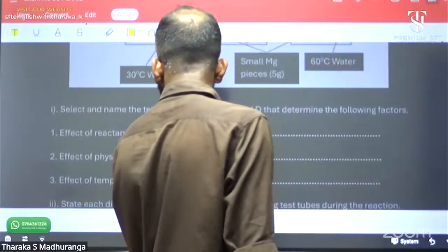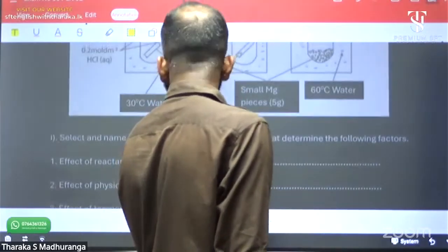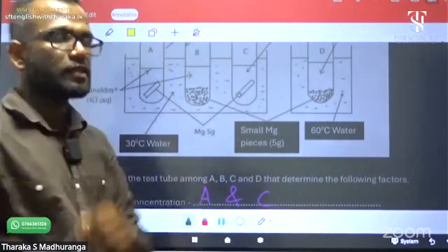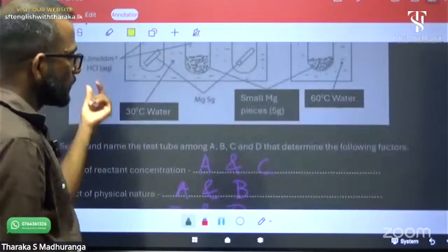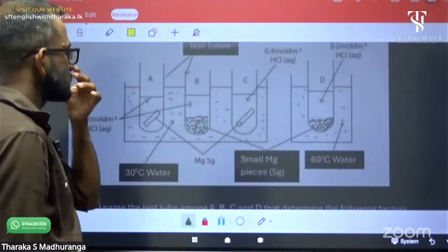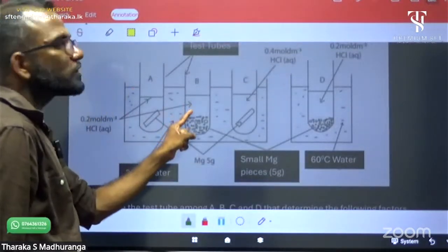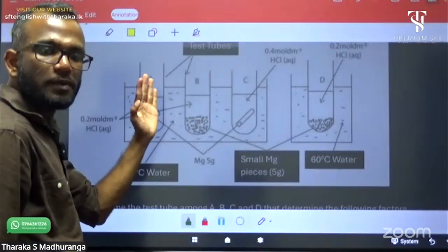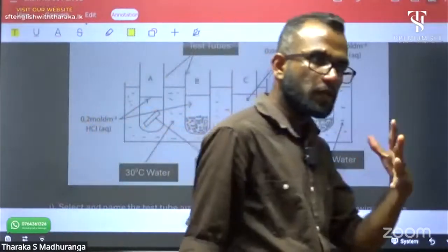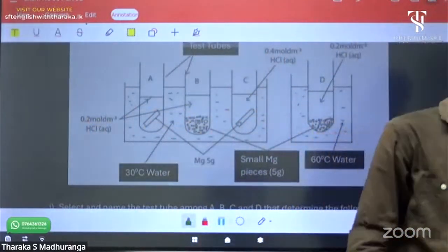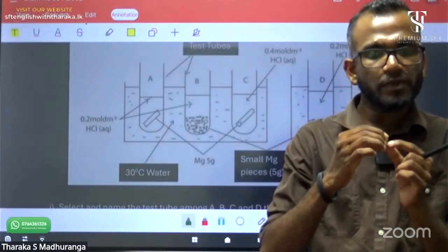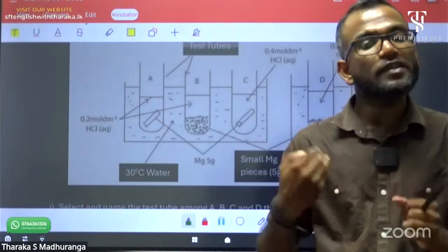A and B I used to express the physical nature effect. A and B, but we can see the observations. The B test tube, air bubbling speed, how about? B air bubbling speed is greater than A test tube. Why? The B magnesium contact surface area is greater.